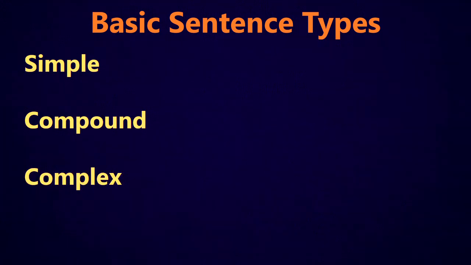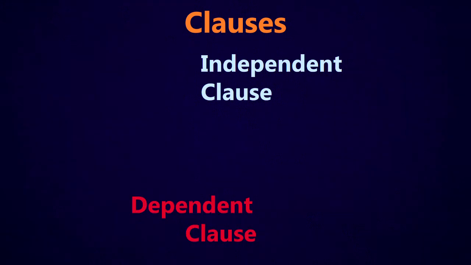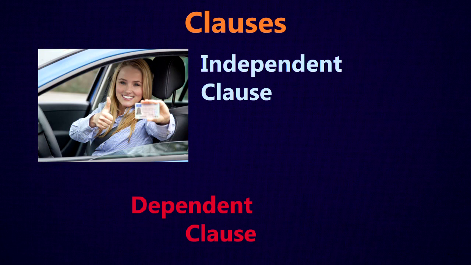And to understand the difference between a simple, compound, and complex sentence, we really need to understand clauses. So what's a clause? We have two different types of clauses. We've got independent clauses and we have dependent clauses. An independent clause is kind of like a driver with a driver's license. In the United States, if you have a driver's license, then you can drive the car by yourself. You don't need anybody else in it.